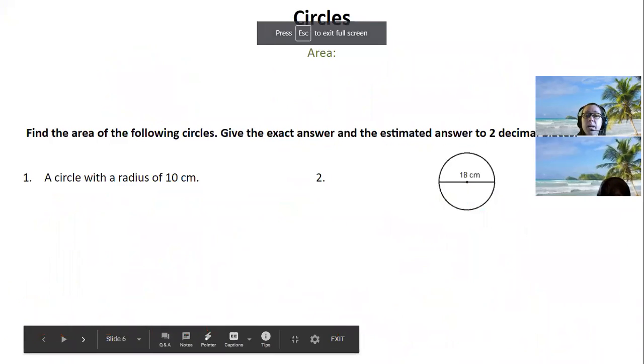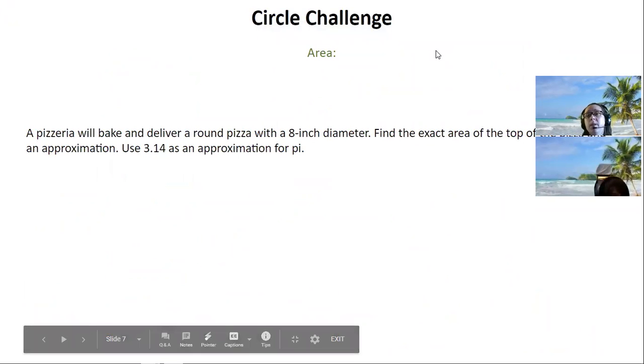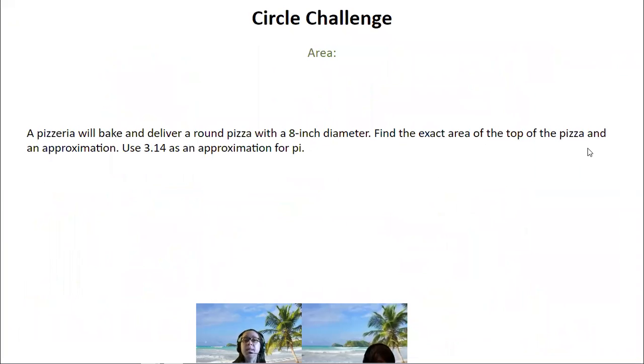Okay, so we did area and circumference. You guys are going to get questions like this for your homework. A pizzeria will bake and deliver a round pizza with an 8-inch diameter. So what I would do immediately is draw that out. Here's our pizza. There's an 8-inch diameter. Is that a line across the whole pizza or half of the pizza?